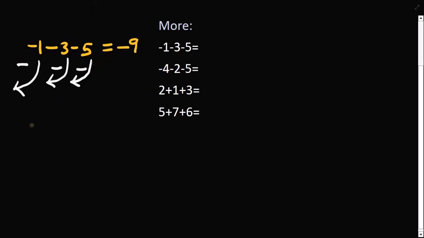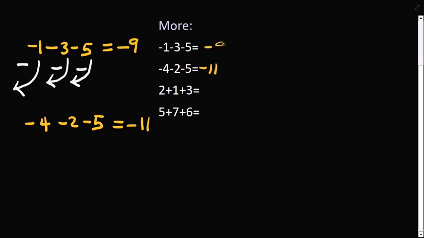The next one we have negative 4, negative 2, negative 5. So since all the signs are negative, what do we do? We still add and keep the sign. 4 plus 2 is 6, and 6 plus 5 is 11. So remember to keep the negative sign. So this is negative 11.